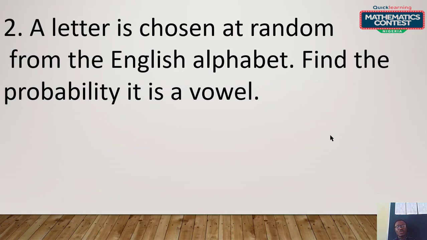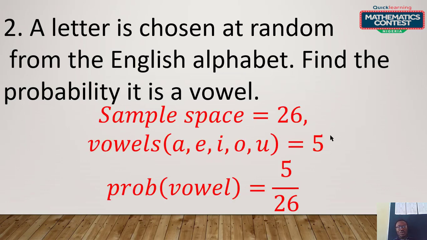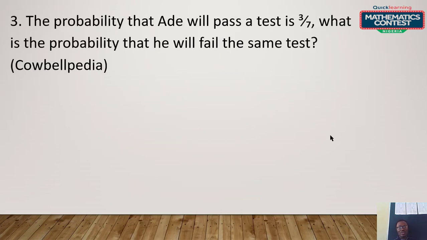Number two: a letter is chosen at random from the English alphabet. Find the probability that it is a vowel. To get the vowel here, we have to get the sample space. The sample space from the English alphabet has 26 letters. The number of vowels is five, that is A, E, I, O, U. So the probability of a vowel is 5/26.